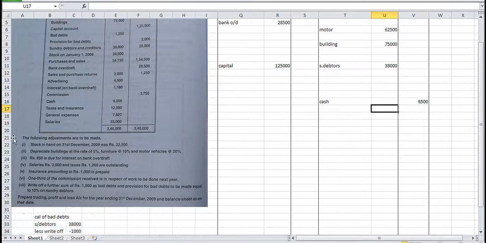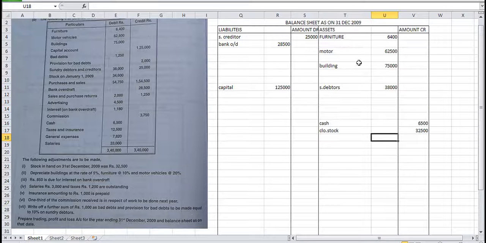Now adjustment. Every adjustment has dual effect. First effect in trading and P&L, second effect definitely in balance sheet. Stock in hand, 31st closing stock 32,500. What we have to do, we have to take here also closing stock, 32,500. Now come to depreciation: building 5%, furniture 10%, vehicle 20%. We have already created. Furniture 10% means less depreciation 640.